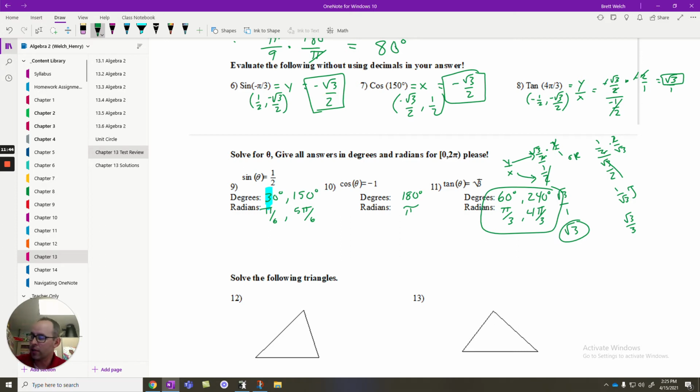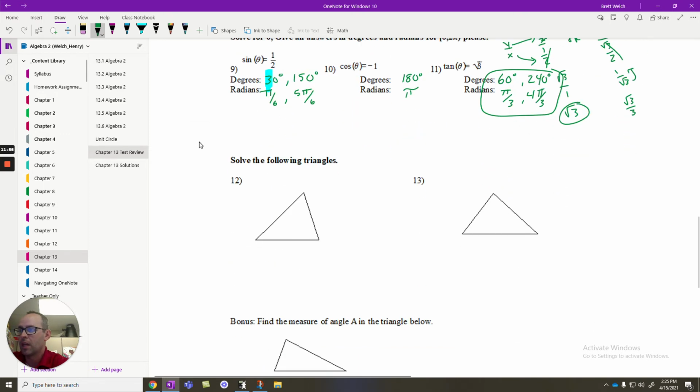Again, the tangent's the trickiest one, which is why if you have the answers for the 3 tangents at 30, at 45, and 60 already written on your circle, it's a lot easier because you don't really have to do any solving there. All right, last thing.